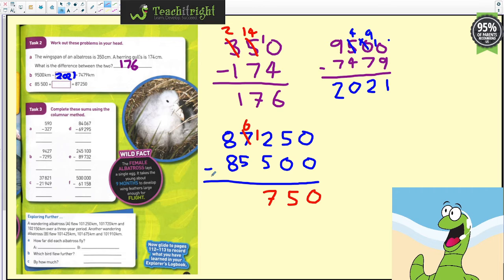I keep saying it, but that's because it's so important to get in. 6,000 take away 5,000 is 1,000, and 80,000 take away 80,000 is nothing. So the final answer, we would need to have added on 1,750.